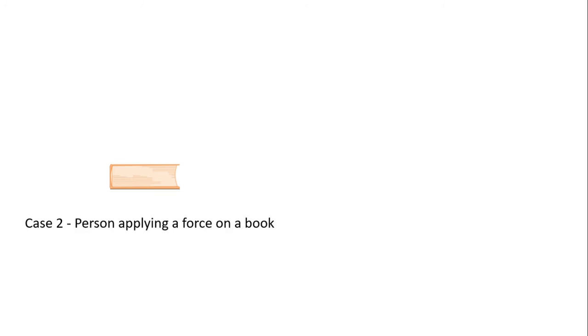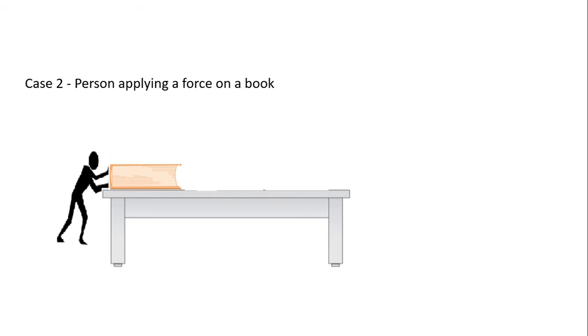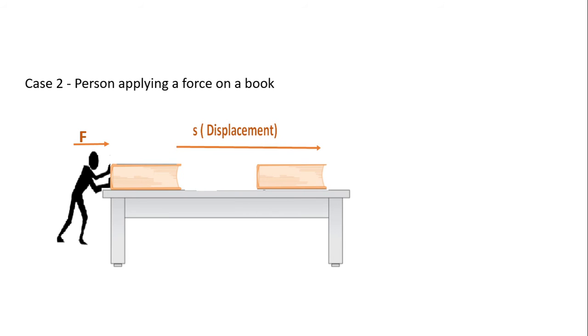Case 2. Person applying a force on a book. Let's say there is a book placed on a table and there is a person applying a force F causing a displacement by S units. Since there is a displacement of the book, we will consider that work is done.